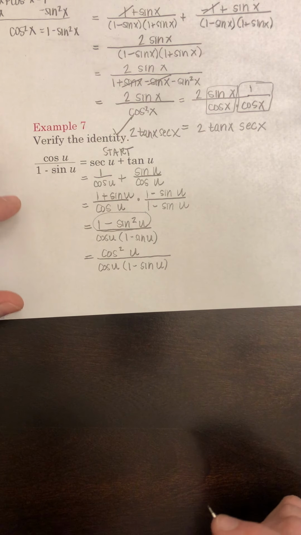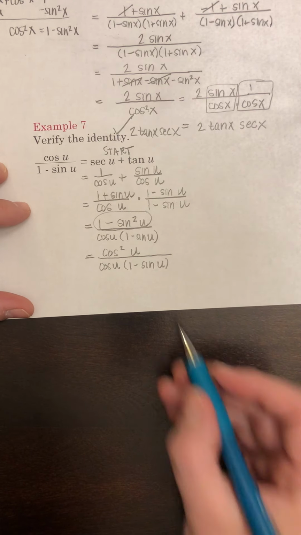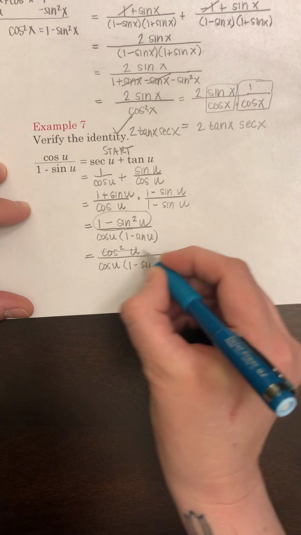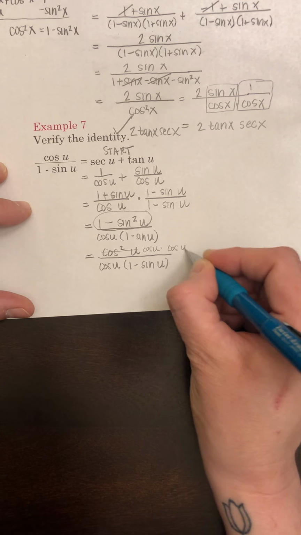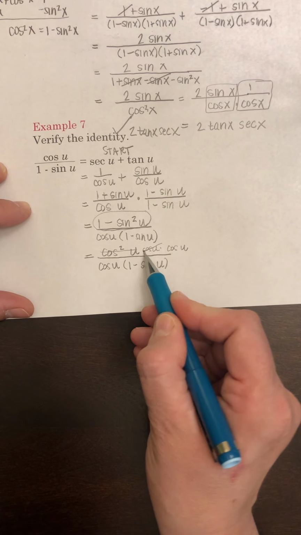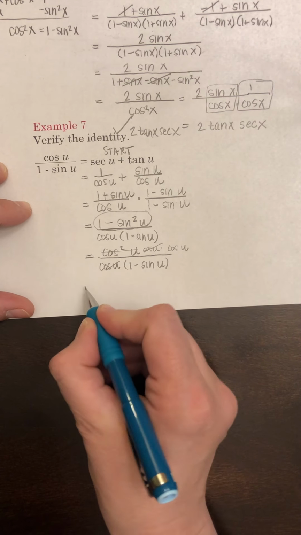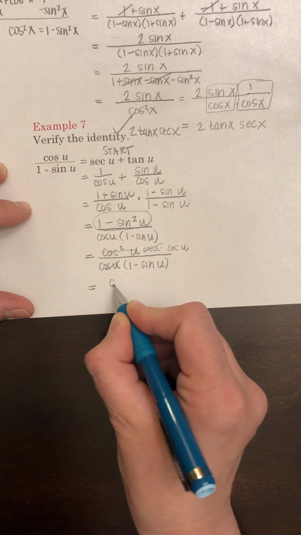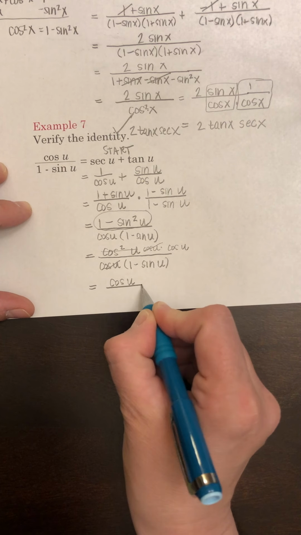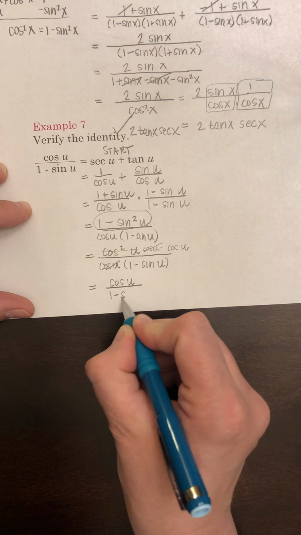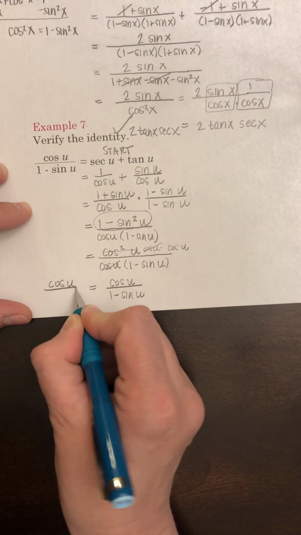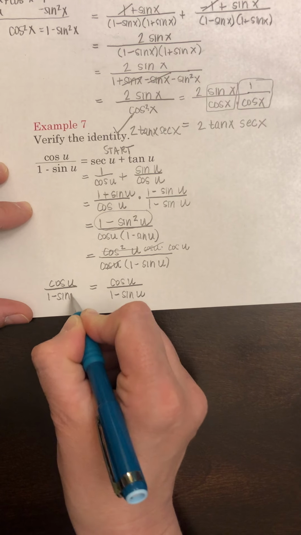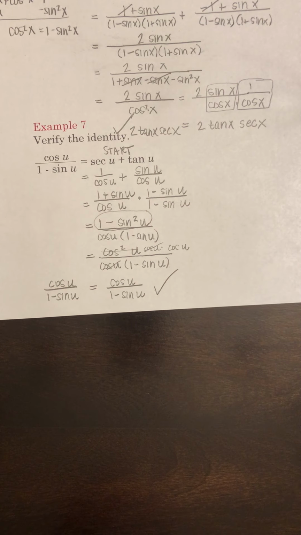Now remember what I said earlier. What does it mean if you have something squared? Well, that literally means that I have a cosine u times another cosine u, which means I can cancel 1 out from the top and the bottom. So now my numerator is cosine u over a denominator of 1 minus sine u, and that is exactly what we have the other side looking like. And so we have verified the identity.